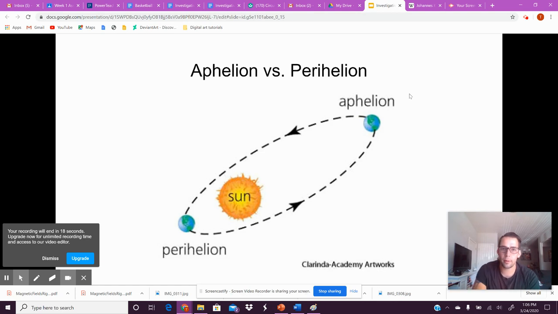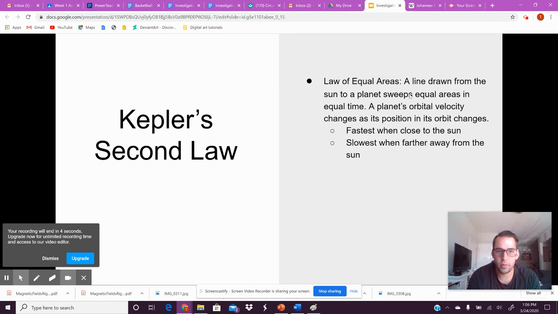So aphelion and perihelion are two different points. Perihelion is going to be when the planet is closest to the orbiting object, so the Earth to the Sun, when it's closest, and the aphelion is going to be when it's farthest away. Okay, we're going to continue on with the second law after this.